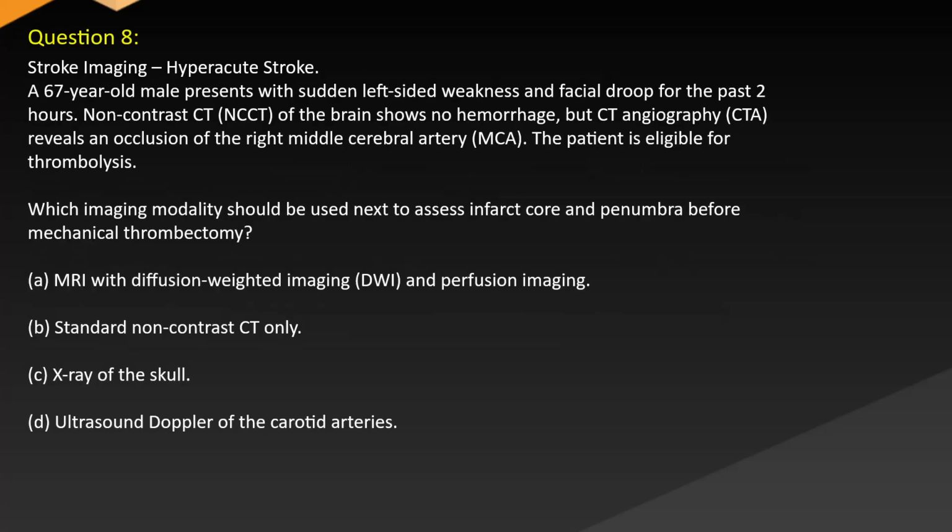Question 8. Stroke imaging. Hyperacute stroke. A 67-year-old male presents with sudden left-sided weakness and facial droop for the past 2 hours. Non-contrast CT of the brain shows no hemorrhage, but CT angiography (CTA) reveals an occlusion of the right middle cerebral artery (MCA). The patient is eligible for thrombolysis. Which imaging modality should be used next to assess infarct core and penumbra?